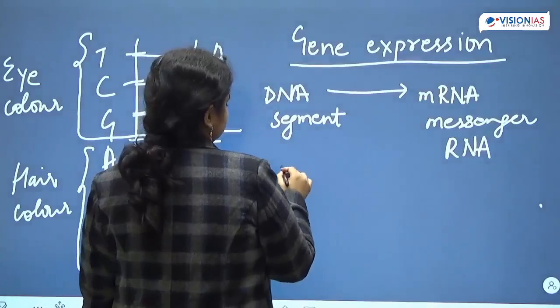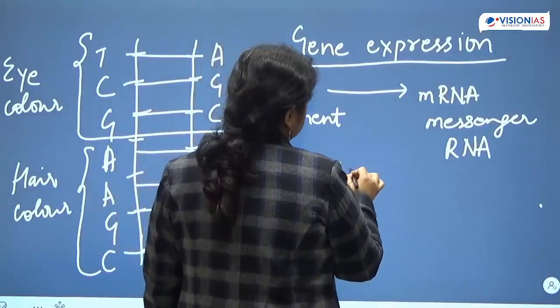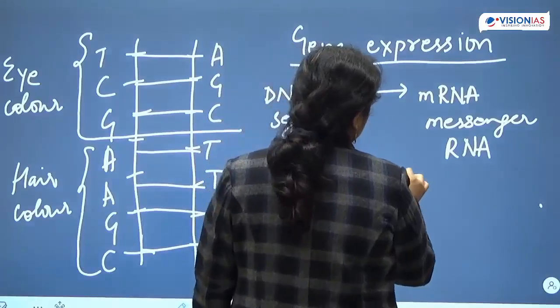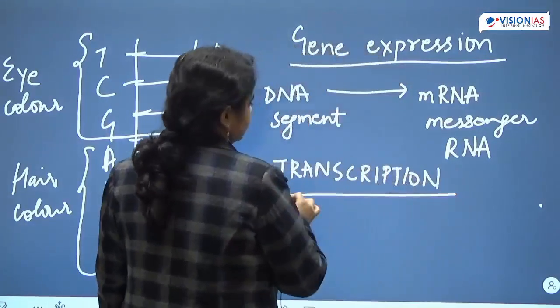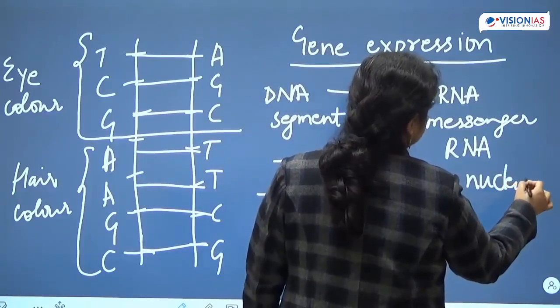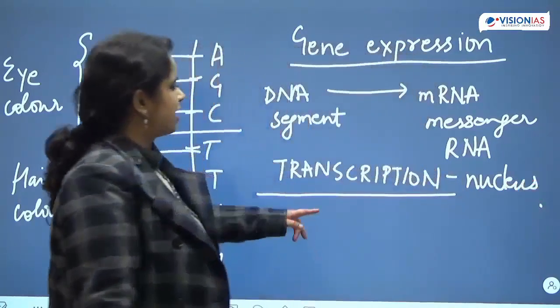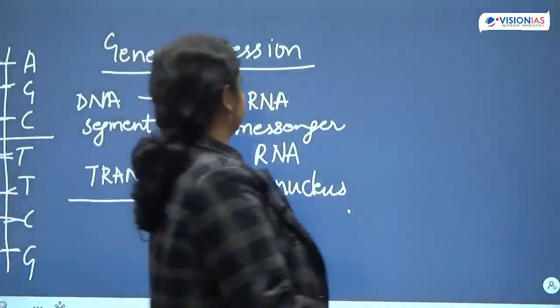This process is called transcription. And where is transcription taking place? It is taking place in the nucleus. So transcription of DNA to messenger RNA takes place in the nucleus.